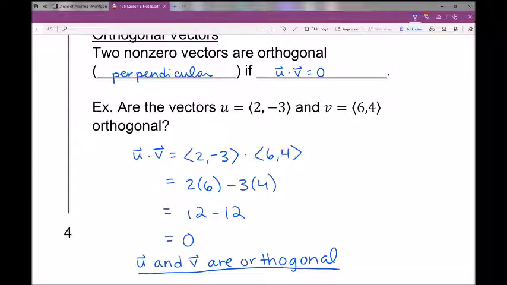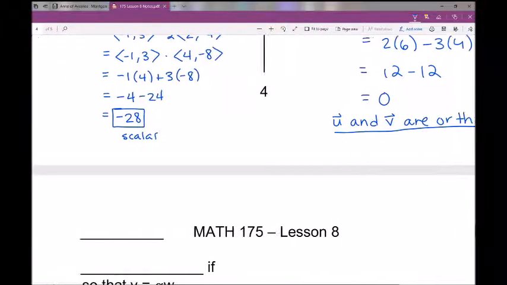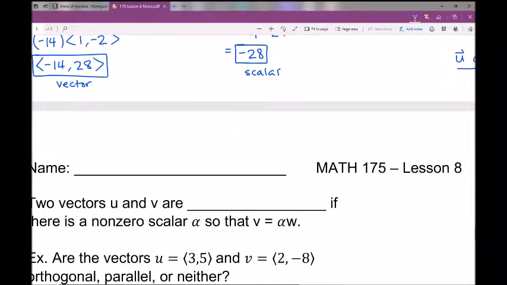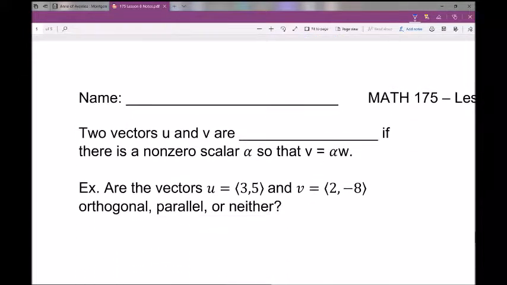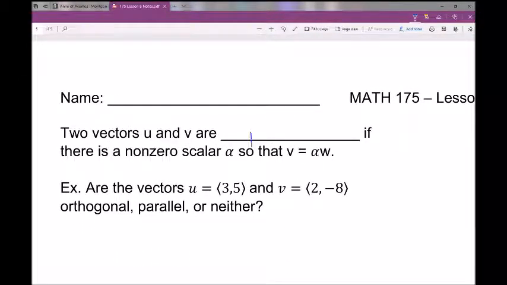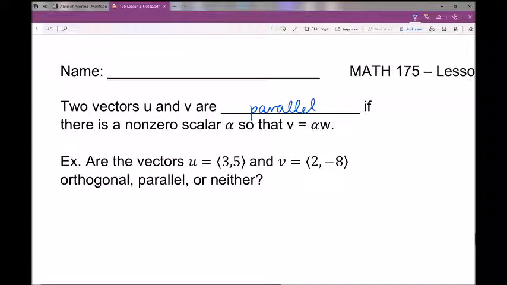So if we're talking about perpendicular vectors, your next question might be, well, can vectors be parallel? And the answer is yes. So two vectors u and v are parallel if there is a non-zero scalar alpha, so that vector v is equal to alpha times u, I apologize. Okay, so vector v is basically some multiple of vector u.